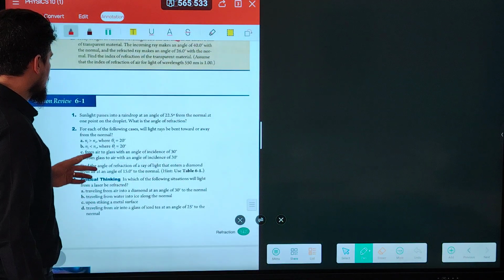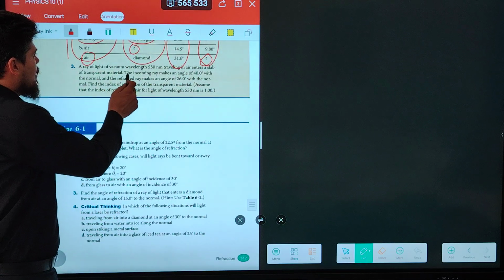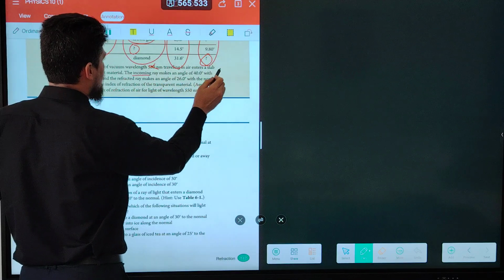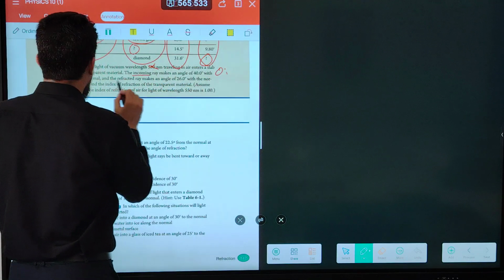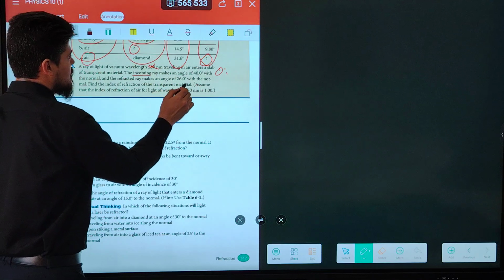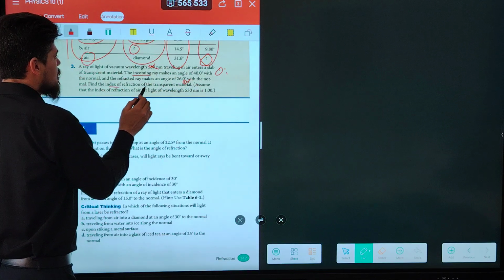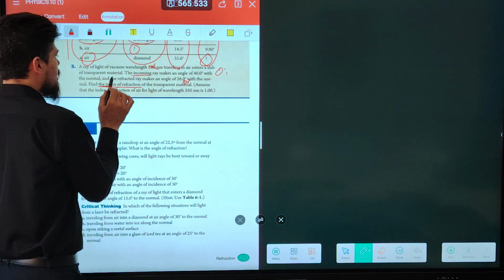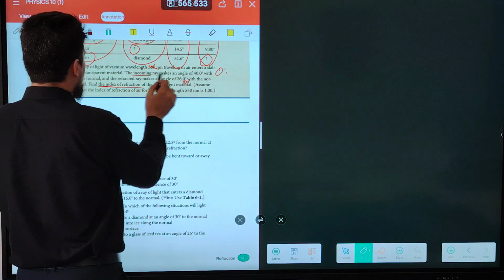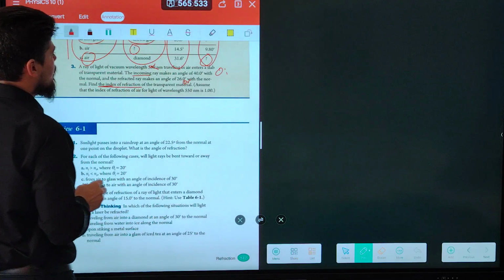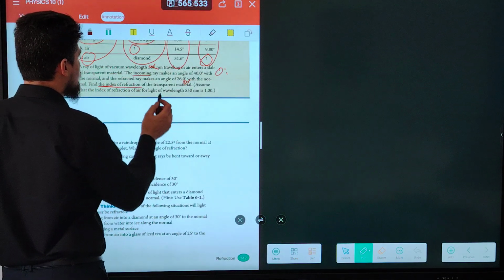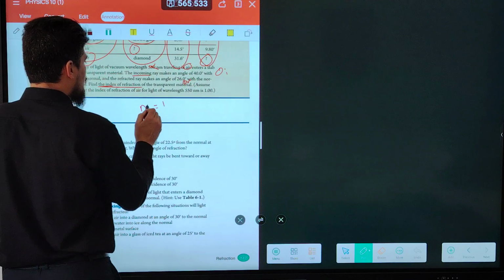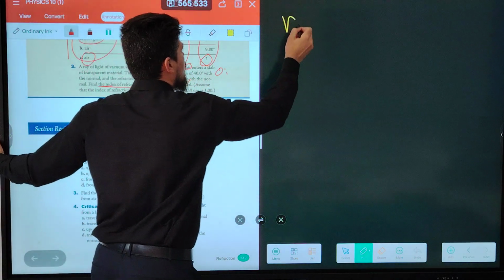Question 3. Look at the question 3. A ray of light at a vacuum wavelength, we don't need this wavelength, enters a slab of transparent material. The incoming ray makes angle, this is theta I, with normal, and the refracted ray makes angle, this is theta r. Find the index of refraction of the transparent medium. The incoming ray, so you have to know the light travels from where? From the air or from what substance? Okay, from air, traveling in air. Ni is equal to 1. What is unknown? Nr is unknown.